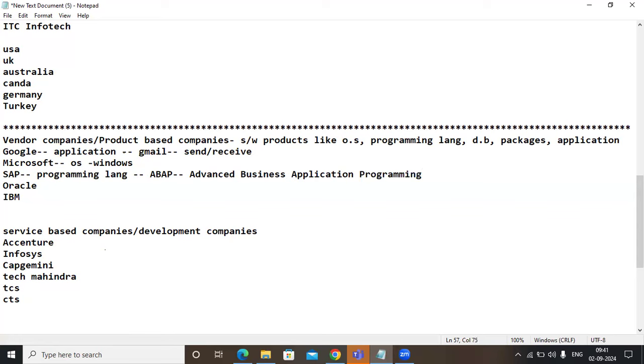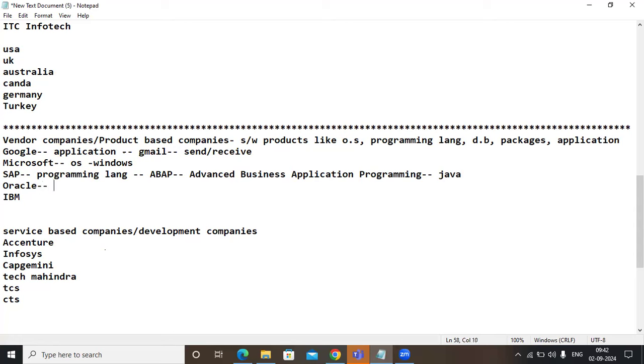SAP is an ERP. It contains so many modules. Out of so many modules, one of the module's programming language name is called ABAP, Advanced Business Application Programming. It is just like Java language, okay? Java is also a programming language, right? Just like Java, SAP company developed their own programming language called what? ABAP. What does ABAP stand for? Advanced Business Application Programming.